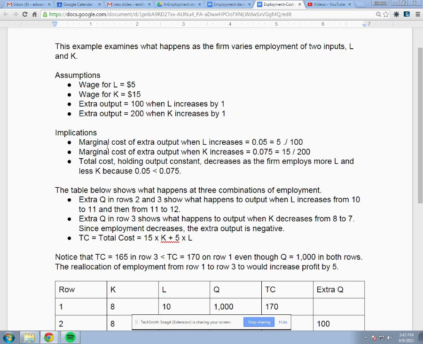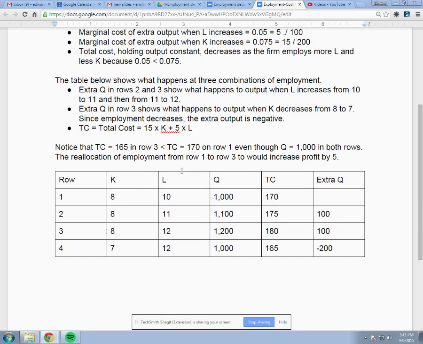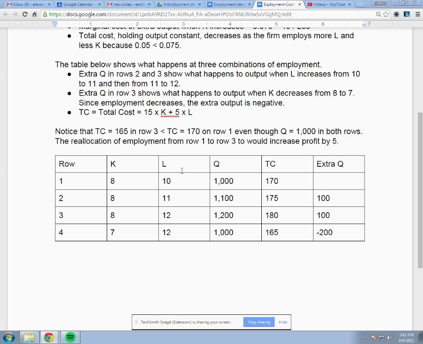Since these two marginal costs are not equal, it means that total cost, holding output constant, decreases as the firm employs more L and less K, because the marginal cost of extra output when L goes up is less than the marginal cost of extra output when K goes up. The table below shows what happens at 3 combinations of employment.